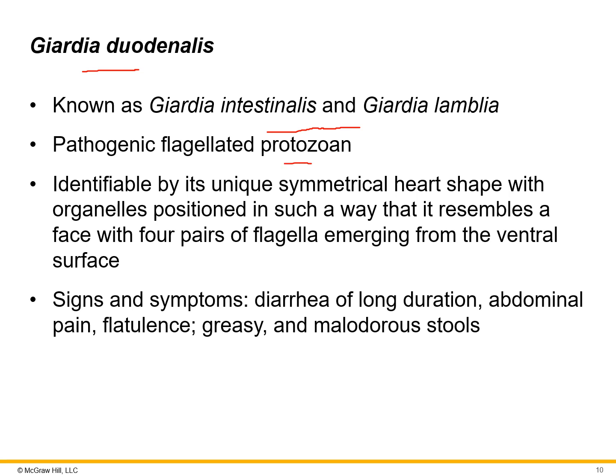Again, another protozoan here that has a flagella, so it's mobile. Again, identified by that unique kind of symmetrical heart shape. Again, I think it looks more like a kite, with the organelles positioned so that it resembles a face and 4 pairs of flagella. So again, pretty easy to recognize under a microscope.